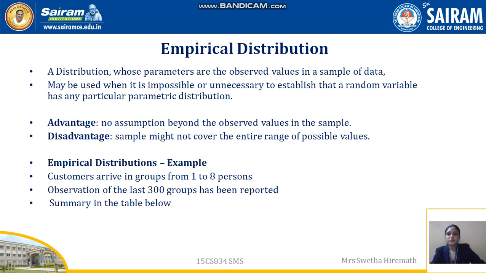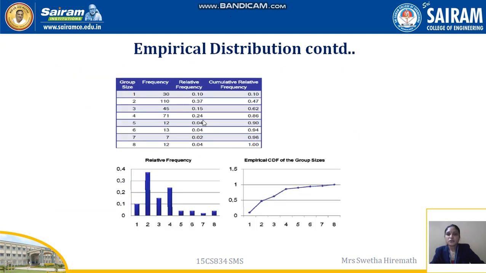For an empirical distribution example, customers arrive in groups of 1 to 8. Observations of the last 300 groups have been reported, and a summary is given below. Here we can see group size, frequency of arrival, relative frequency and cumulative relative frequency. We have seen how to find these, and here is a graph of the relative frequency and empirical CDF of the group sizes. So this is about the empirical distribution.